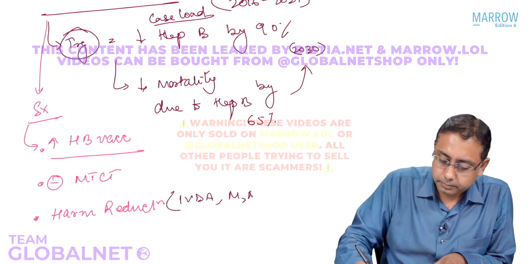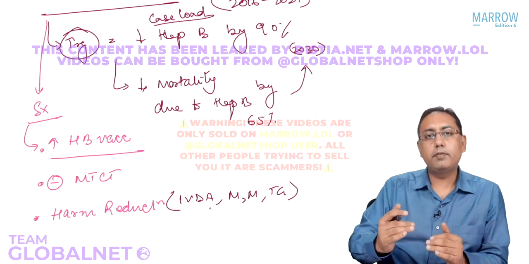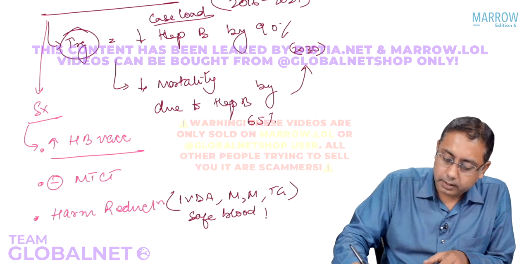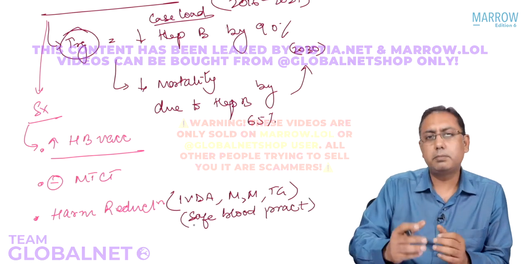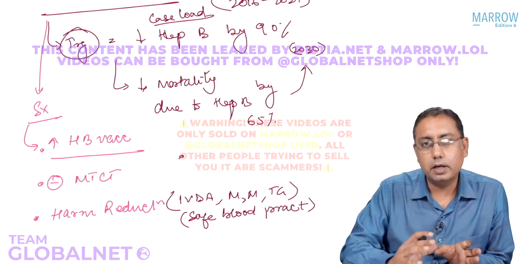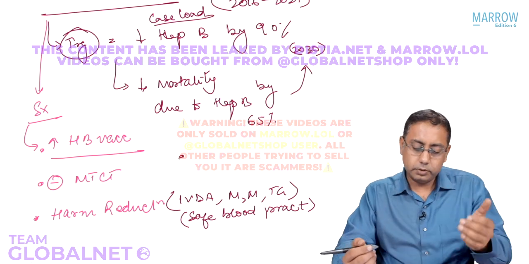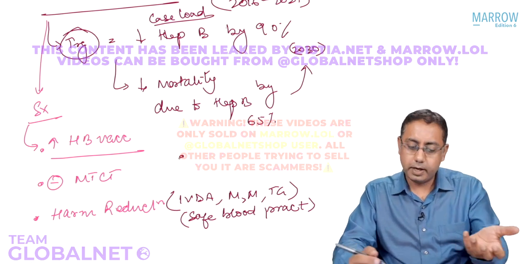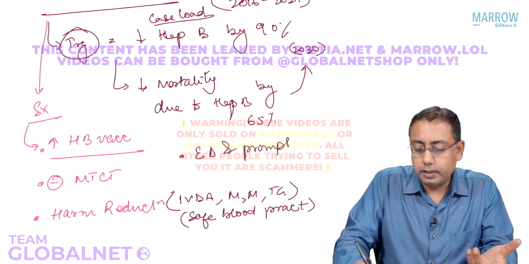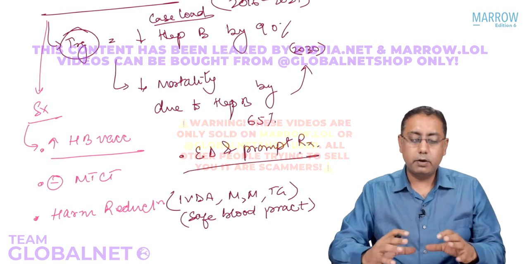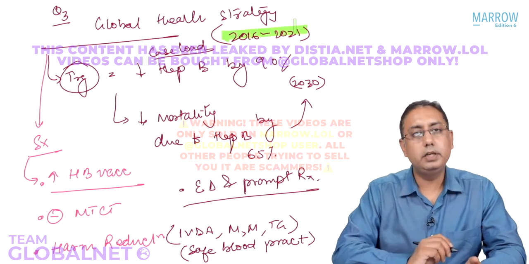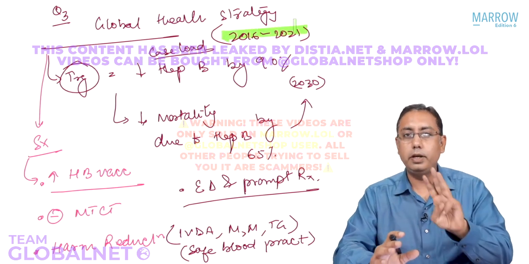Another example is male to male sex, transgenders. To have harm reduction in these people, and safe blood practices, blood transfusions and all these things, and use of safe syringes in intravenous drug abusers in high risk cases. So mother to child transmission, harm reduction, hepatitis B vaccine, and early diagnosis and prompt treatment. This is what is important from a public health perspective regarding the global health strategy devised for 2016 till 2021.